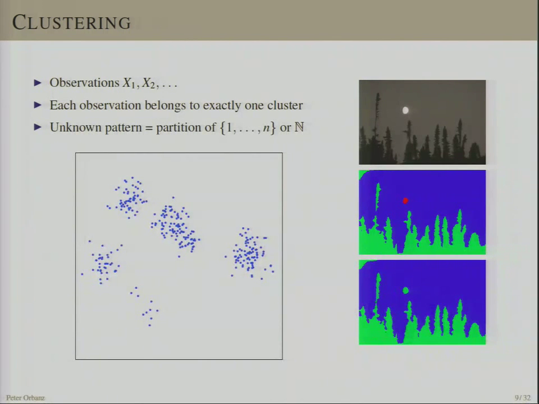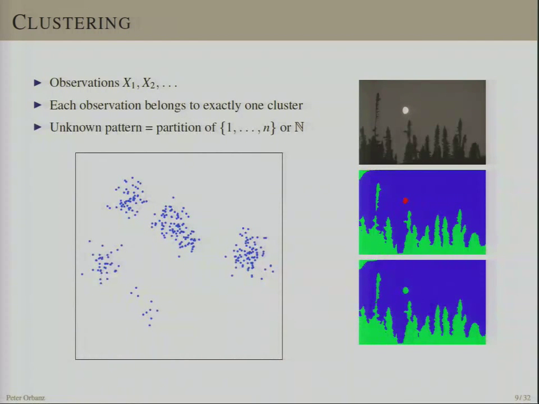So we're going to assume that we have observations x1, x2, and so on. And the modeling assumption we make in clustering is the data is partitioned into groups, and that means each data point belongs to exactly one cluster. In this case, the unknown pattern that I was talking of before, or theta, if you will, is the partition of the data into disjoint groups.